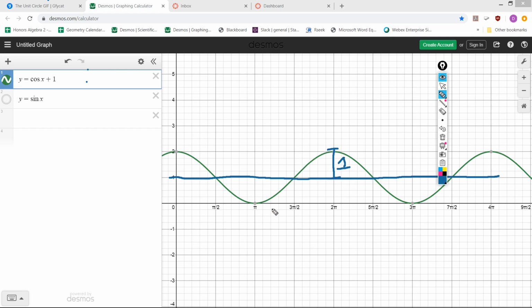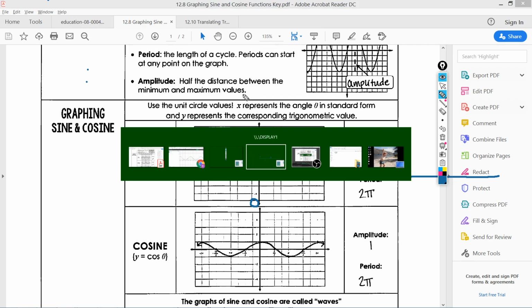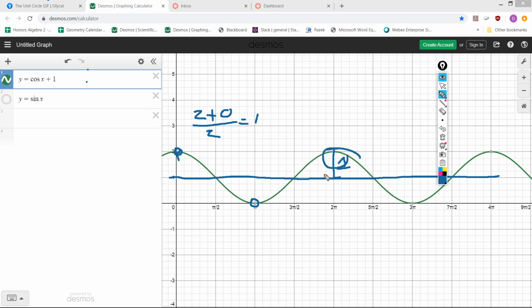It's 1. Now another way you can do it is take the highest point and the lowest point and average the distance between them. And that's what this is doing right here when it says half the distance between the minimum and maximum values. So another way you can find amplitude is by taking this top point, which is 2, adding it to the lowest point, 0, and then dividing by 2, averaging them, which is 1. And that gets us our 1 still.